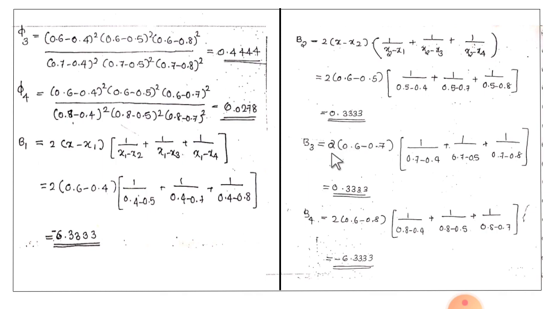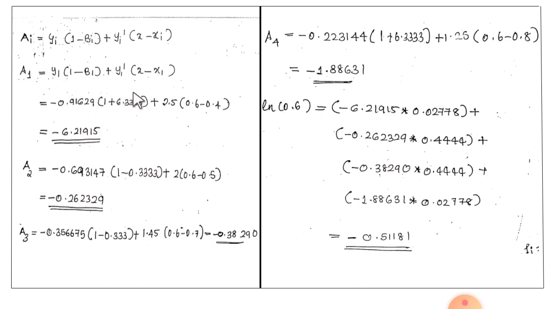Next you have to find b3. So b3 is given by 2 into (x minus x3) into (1 by x3 minus x1 plus 1 by x3 minus x2 plus 1 by x3 minus x4). Similarly, you can find the value for b4 as 2 into (x minus x4) into (1 by x4 minus x1 plus 1 by x4 minus x2 plus 1 by x4 minus x3). So find the value for b4 also.